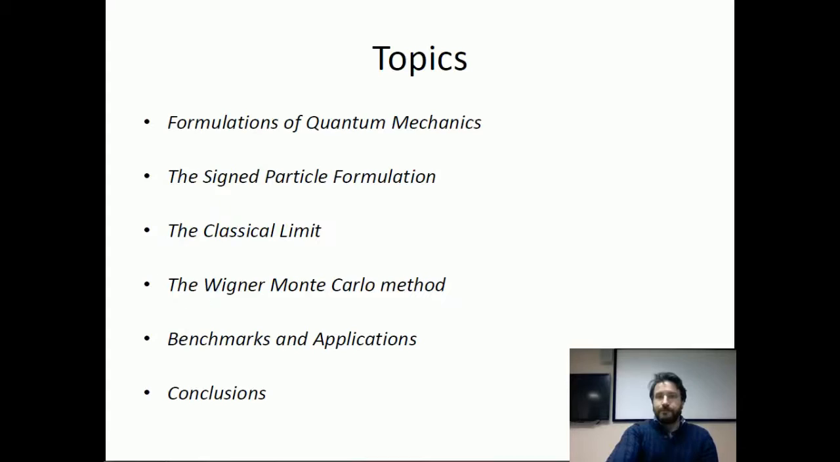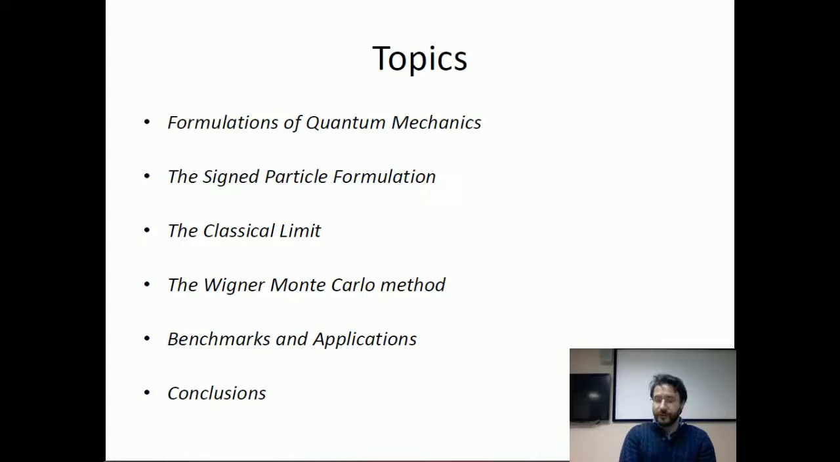So in this lecture, the topics will be more or less the ones you see on the screen. We will first discuss what formulations we have in quantum mechanics nowadays, what are the ones that are considered standard ones. Then we will introduce the signed particle formulation itself, very roughly, unfortunately, but at least I hope you will have an idea about what this thing is. And we will discuss the classical limit in this formulation, just to show you at least one advantage of using this formulation instead of others.